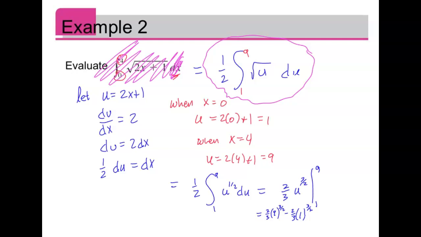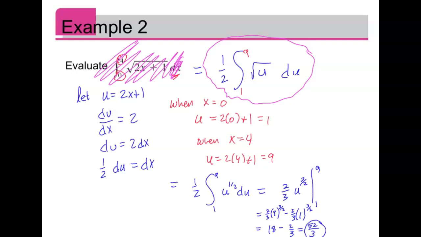What's 27 divided by 3? And then times 2? Good, so we get 18 minus 2/3. I guess that's 54 over 3 minus 2 over 3. That's 52 over 3. Right? 18 times 3 is 54. 18, 36, 54.